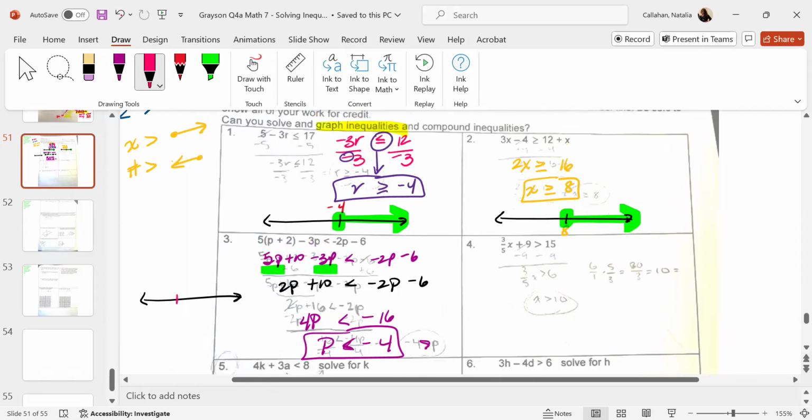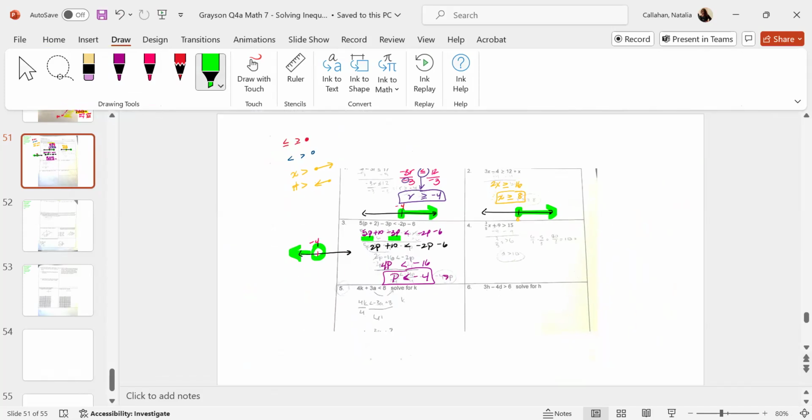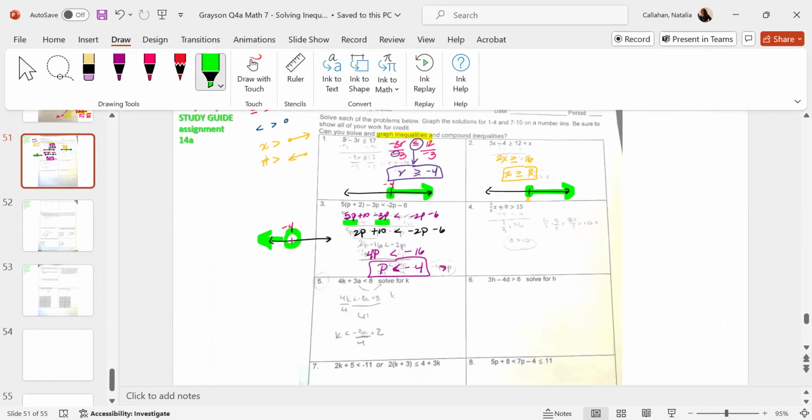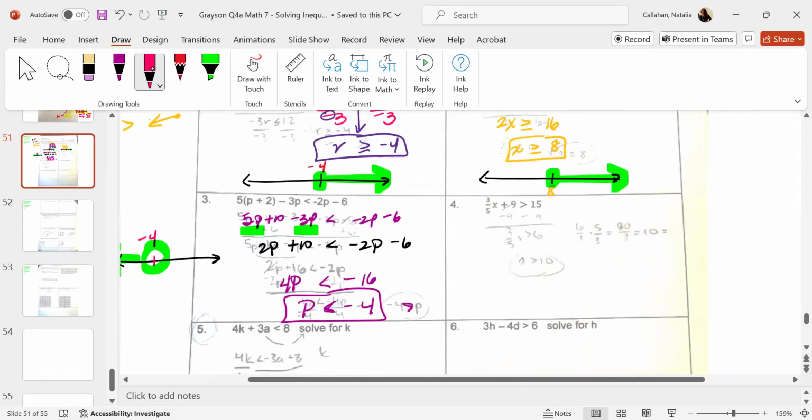Okay. So then this is negative 4. Open circle. Whoops, that looks different. And to the left. Yes? You got that? All right.